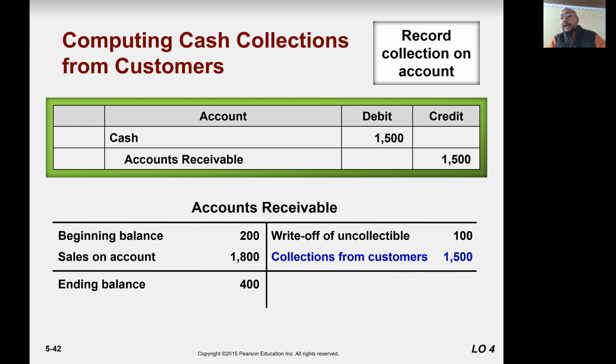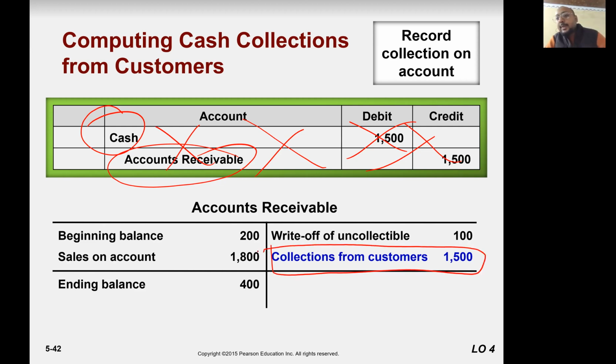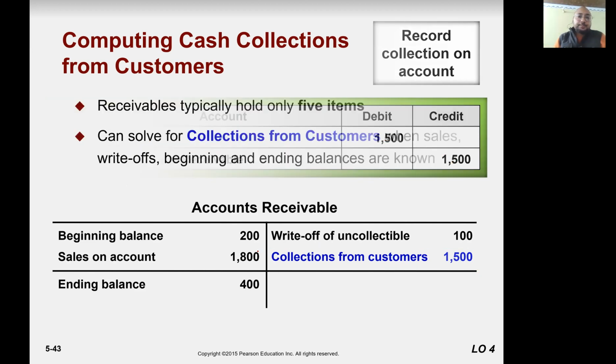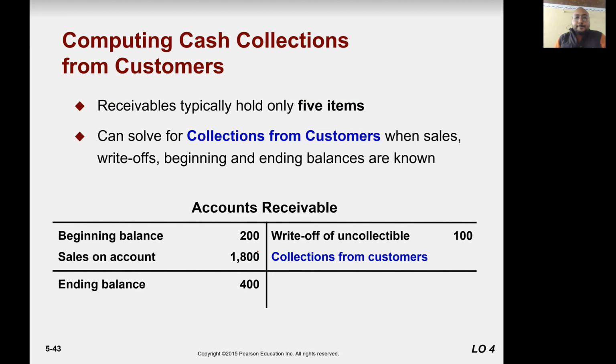So when you receive cash collection, the entry is going to be cash increase, account receivable decrease. All right. So even if you are not given this information, you can also find out the balancing figure as the collection. Yes, I just explained to you, because accounts receivable have 5 items: beginning balance, sales, ending balance, writing off, and collection. So you can also find out the plug figure as well.